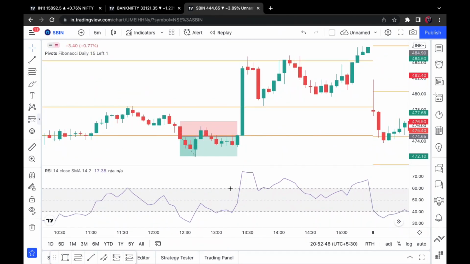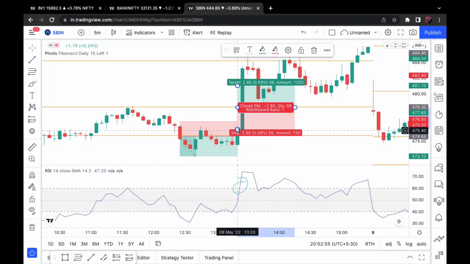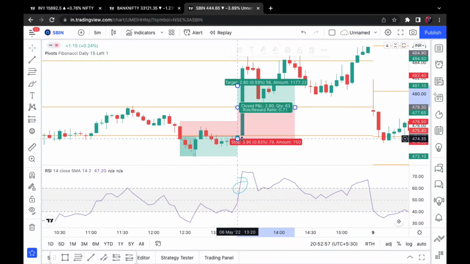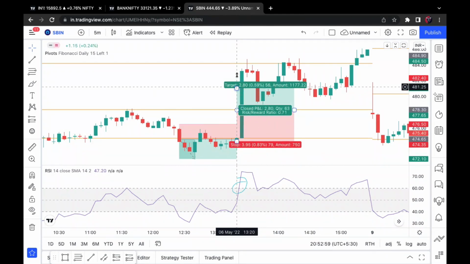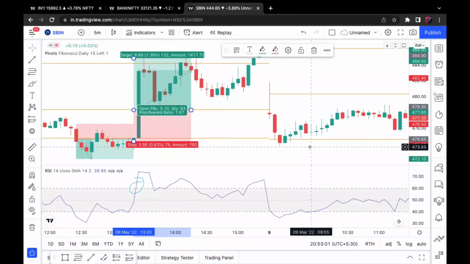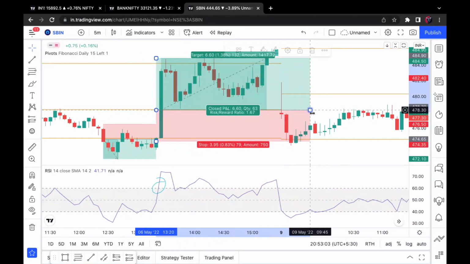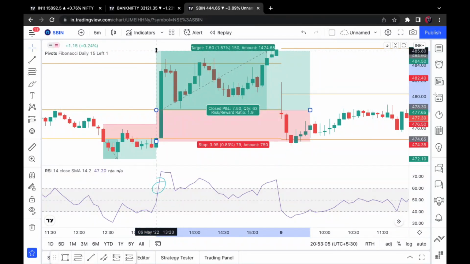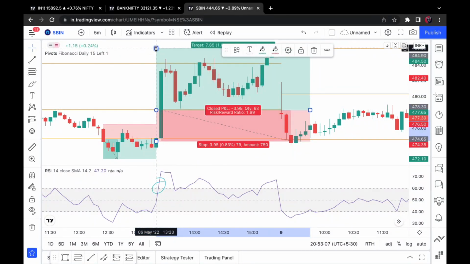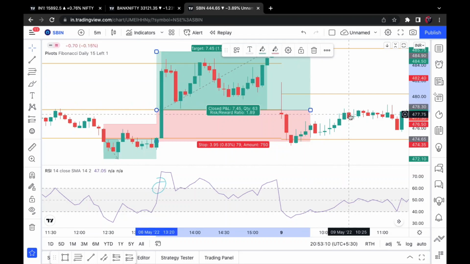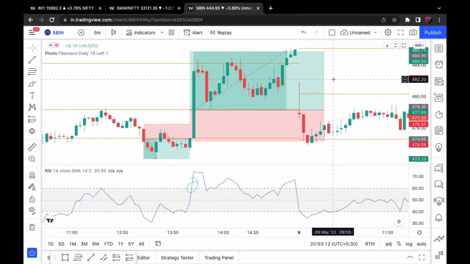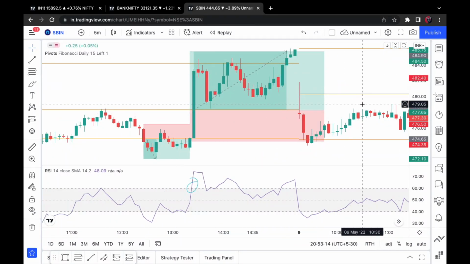Now we can see that the RSI is above 60 degree. So we can take a bullish trade here. If this breaks this pivot, then the stop loss would be this, and the target should be 1:2. As you can see, the 1:2 also achieved on the same day. See, it's a very good strategy.